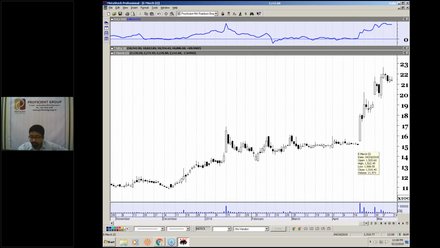From 1500 odd levels, it has come to 2100 in 4 weeks. So the momentum is pretty clear. Pullback is possible. Overall stop loss will be at 2000 levels, and this is another buying candidate from the mid cap sector, right?